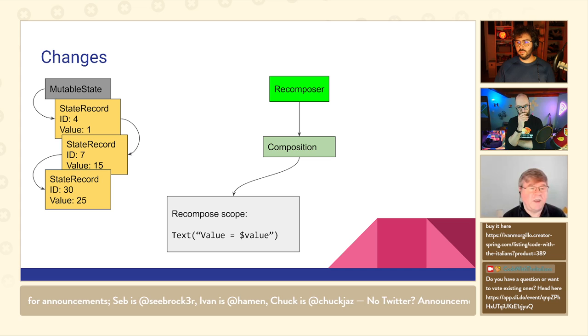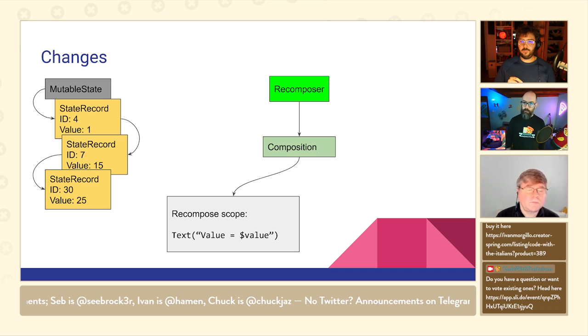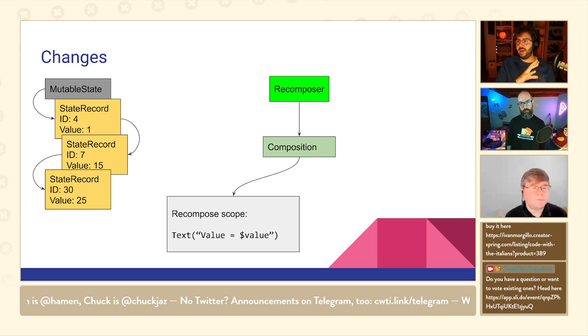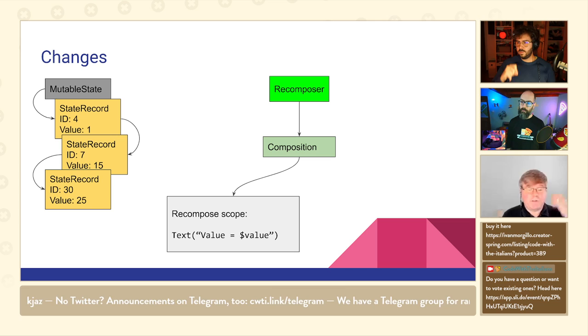So you can forget about the snapshot and the mutable state that are not used anymore, because when it comes to using the new values, you don't care about stuff that hasn't changed since the last snapshot, because you're only recomposing things that depend on the new values. So the composition has a reference to the mutable state object, but the snapshot system does not.